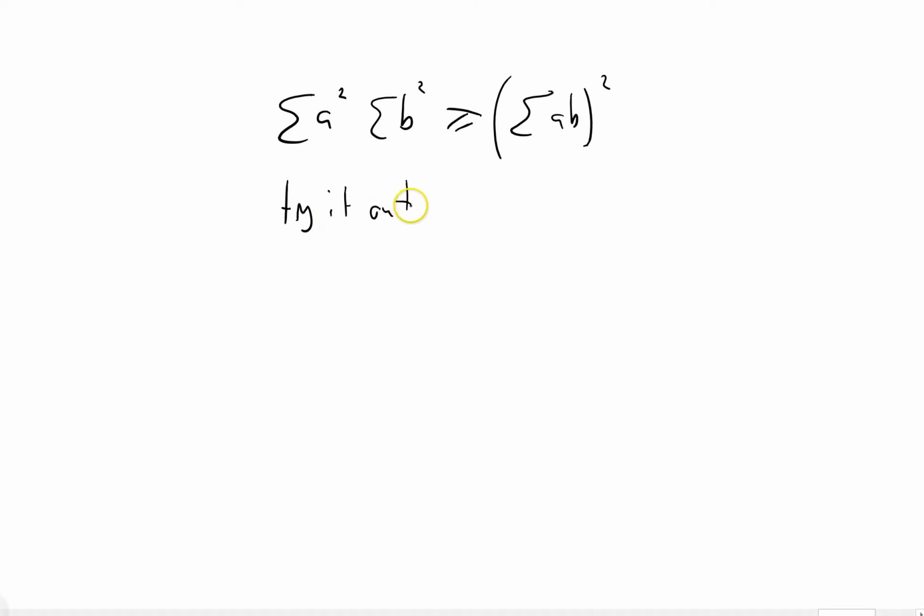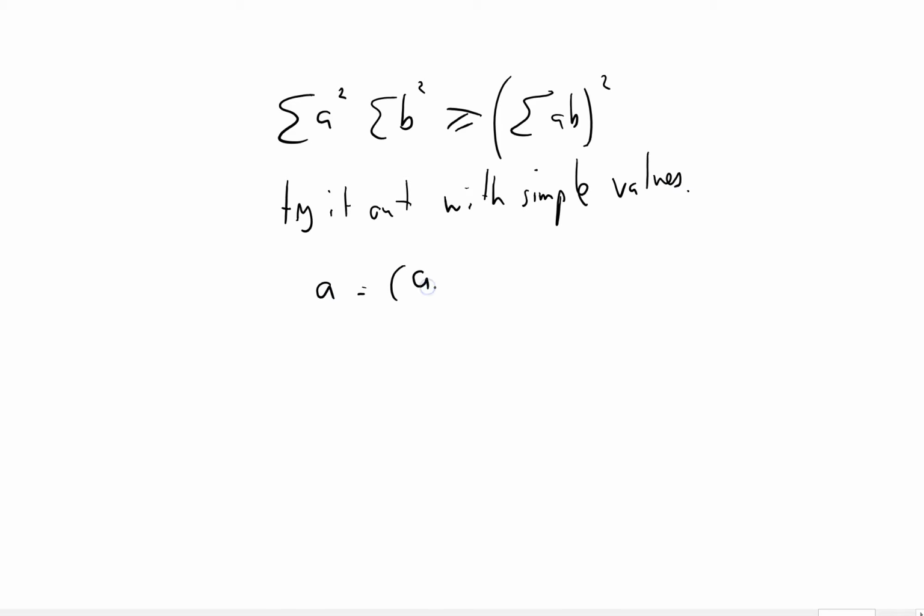Okay, so we've got Cauchy-Schwarz: the sum of a squared times the sum of b squared is greater than or equal to the sum of ab, all squared. And what I'm going to do is what you should always do when confronted with a new mathematical truth, which is to try it out with simple values or simple substitutions.